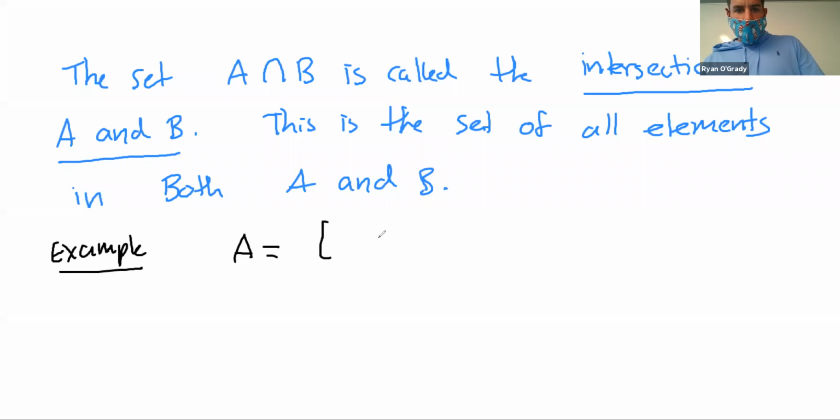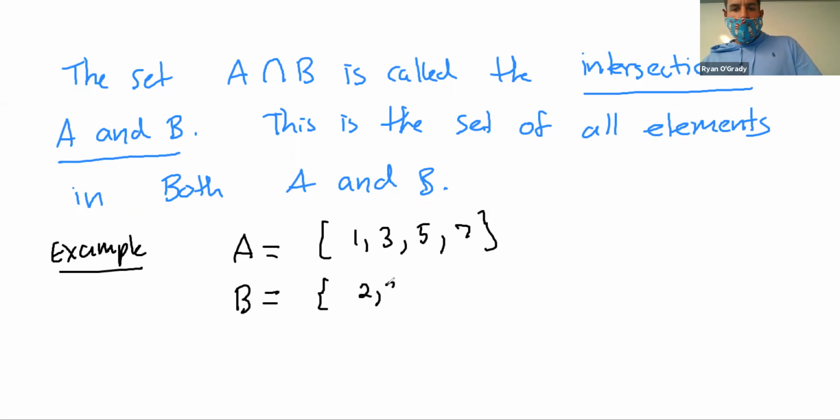For the sake of argument, let's take the numbers 1, 3, 5, and 7 for A. So it's the first four odd integers. And let B be the set 2, 3, 4, and 5. Right? So these are two very elementary looking sets. The first set is some odd numbers. The second one is the integers 2 through 5. Okay, so what is the union?